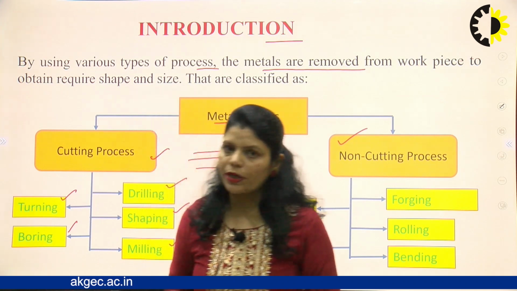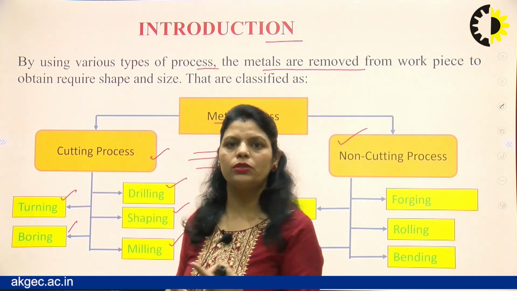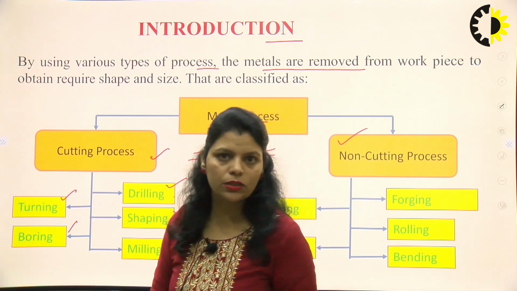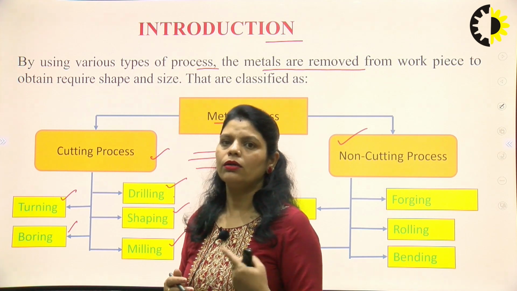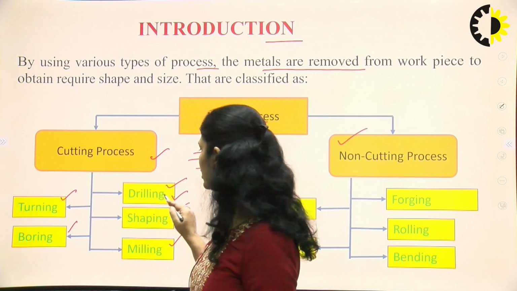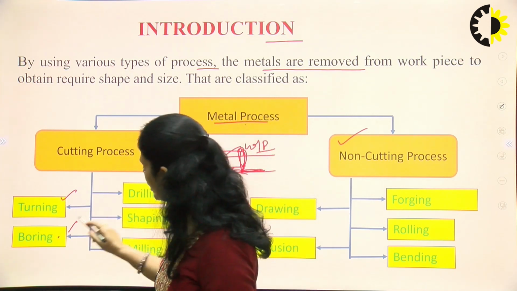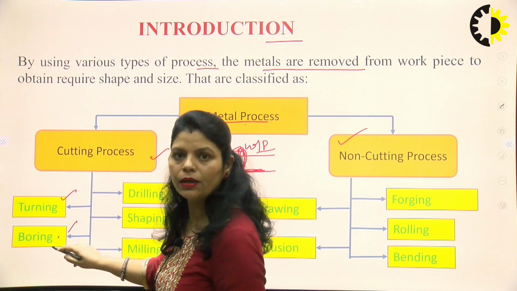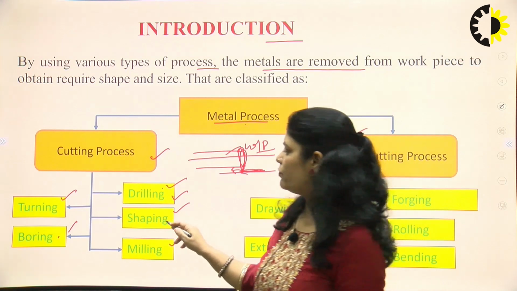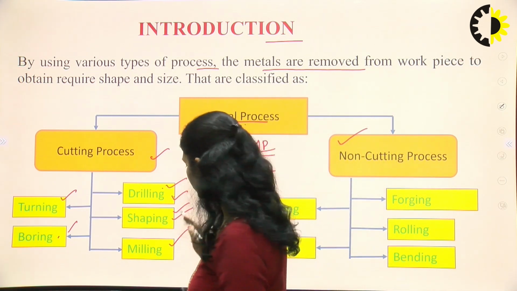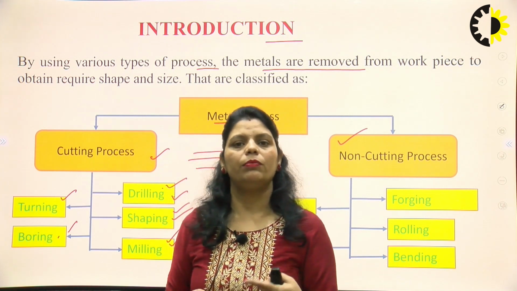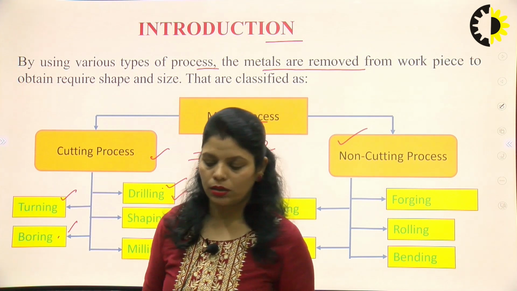Now what is the boring operation? In this we can enlarge the diameter of an already drilled hole. In the drilling operation, we drill a hole into the workpiece, which is a new one. But in boring, an already drilled hole is enlarged in size. Then we have the shaping operation, in which we provide a particular shape to the workpiece. Then the milling operation, in which a milling cutter is used to provide the shape and size to the workpiece.